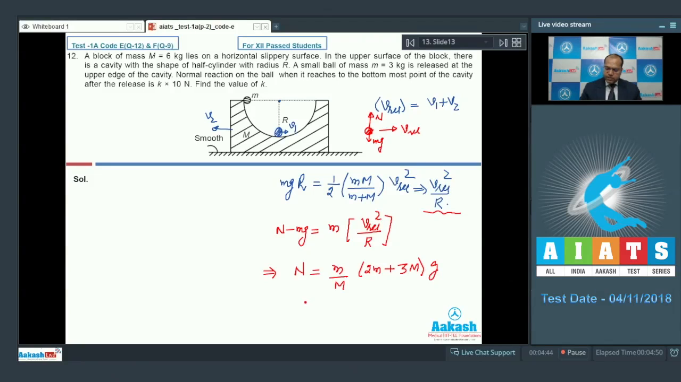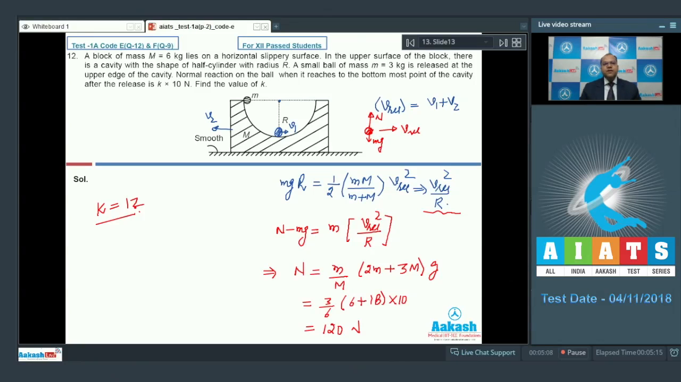If I substitute the value of small m, that is 3 kg, and capital M, that is 6 kg, let's check what comes. So 3 by 6 into 6 plus 18, into 10. On solving this, it comes out to be 120 Newton. So on comparison, the value of k is equal to 12. So the correct answer for question number 12 is 12.